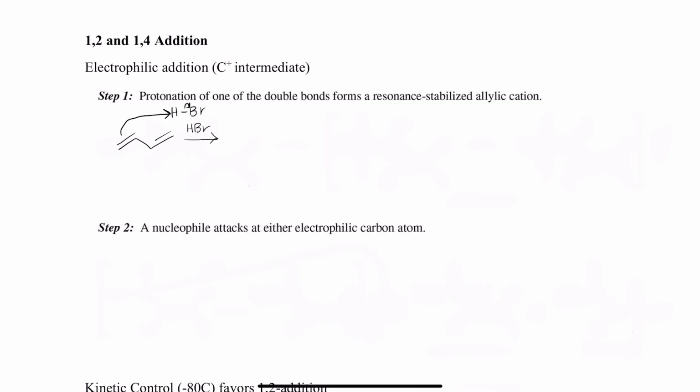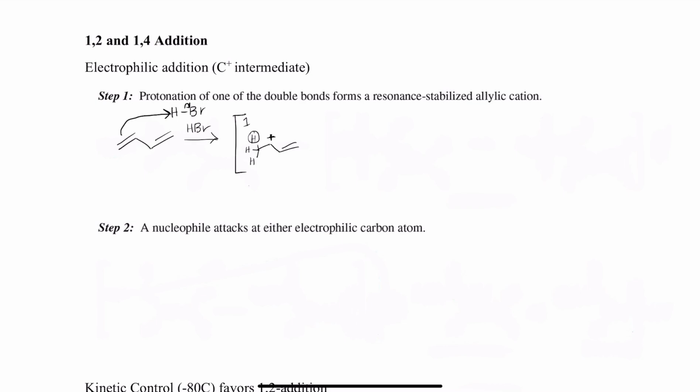And our ionic addition does follow the Markovnikov orientation. So we're going to want to add to the side of our double bond that has the most hydrogens already. So we're going to add it to the very end, in the 1 position. We're going to generate a carbocation intermediate, specifically an allylic cation.